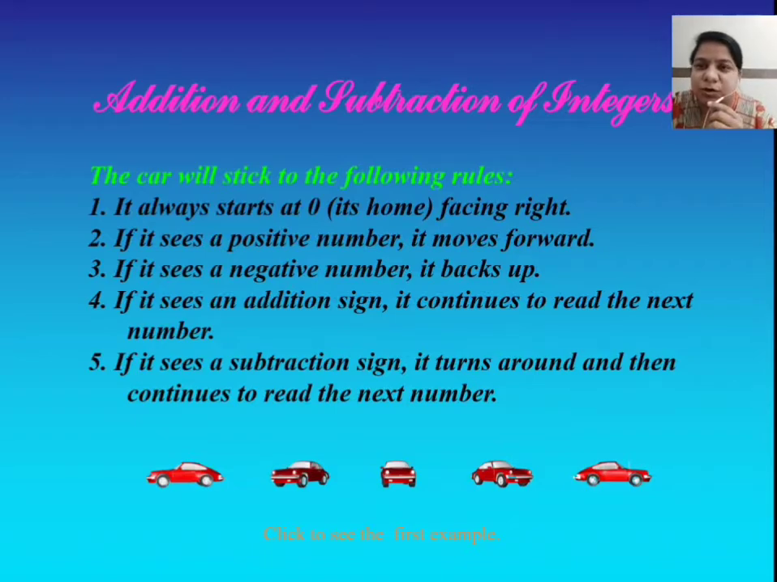For doing addition and subtraction of integers on the number line, we will stick to some rules. It will always start from 0 facing towards the right. Right means facing towards the positive integers, and if it sees a positive integer it will move forward, to the right side. If it sees a negative number it will go backward, it will take a back gear.